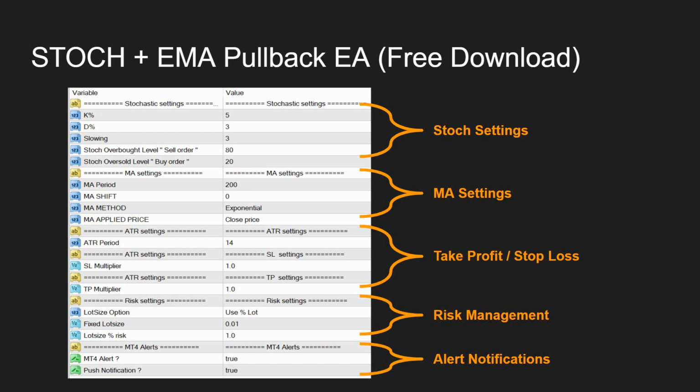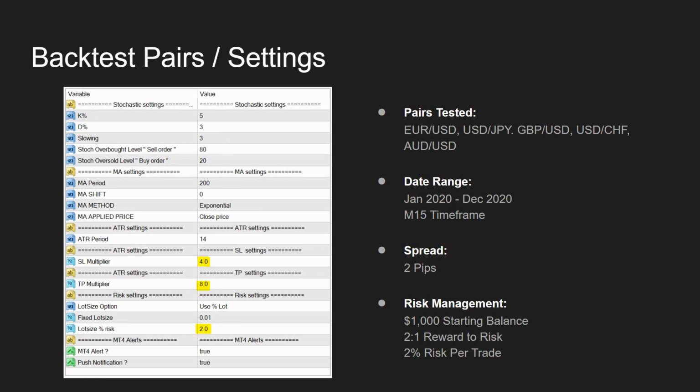So hopefully all that makes good sense to you. I wanted to walk through the settings as well as the back tested pairs. In terms of the pairs, there are the exact same 5 pairs that I did for the RSI pullback method. Again, I just wanted to be consistent with them. And these pairs are the highest volume, most volatile pairs out there to test.